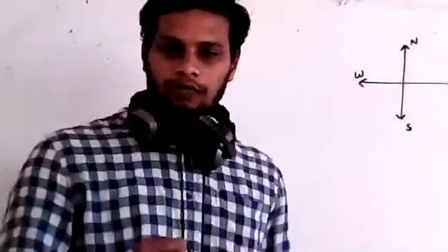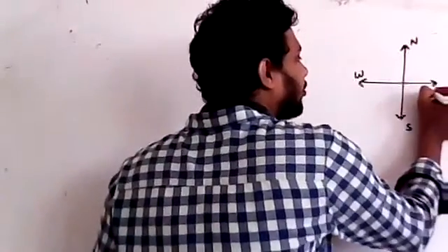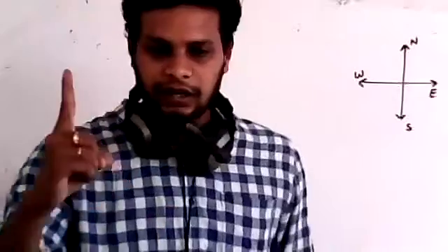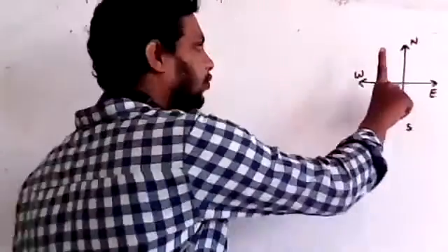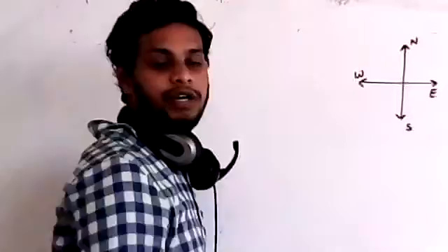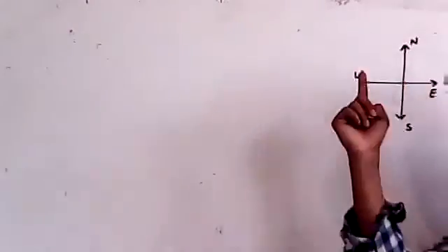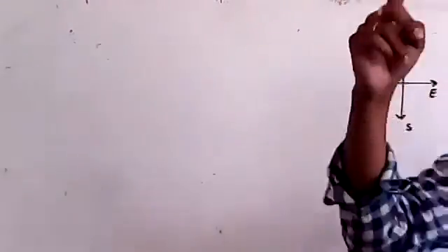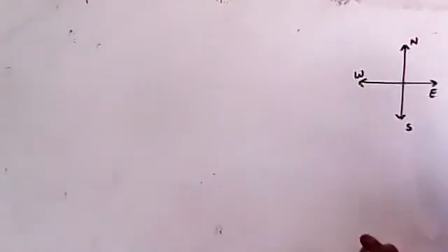Now, first vector is represented with which finger? Forefinger, right? Now first vector is in which direction? North. Second vector, upward means like this, towards you. Up means towards you. Downwards means into the board.